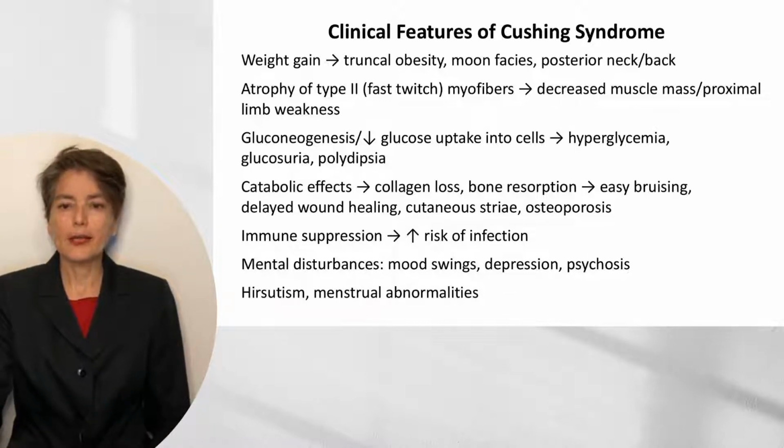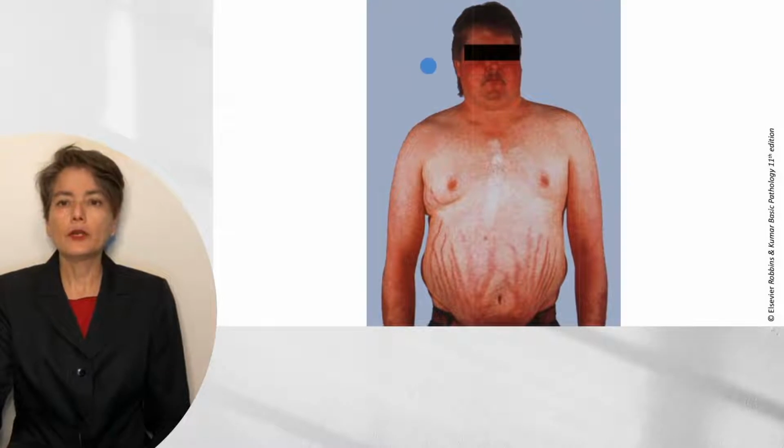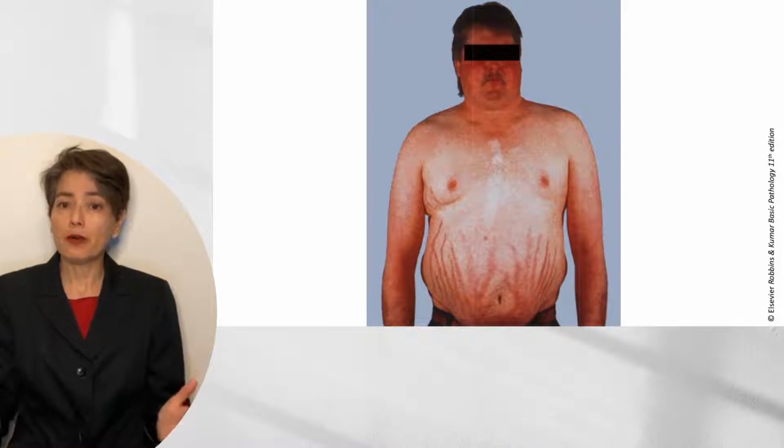Now let's take a look at a patient with Cushing syndrome where you can see this fat deposition on the face. This is referred to as moon facies. You see the truncal obesity here, and then these are the characteristic striae that we can see. All right, so that wraps up Cushing syndrome.